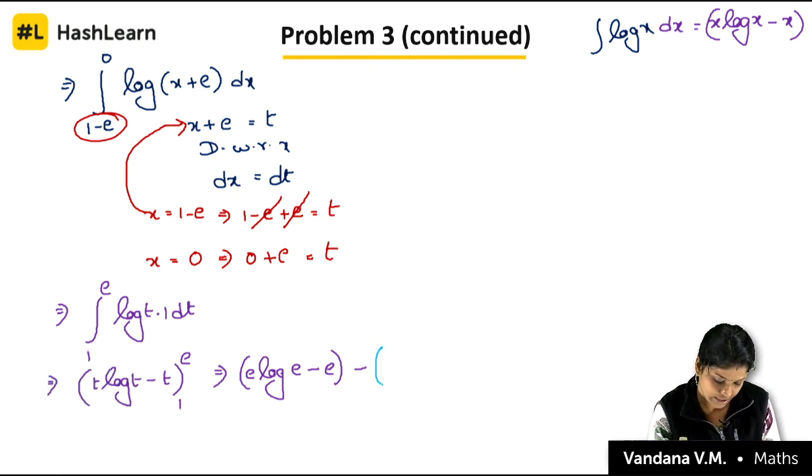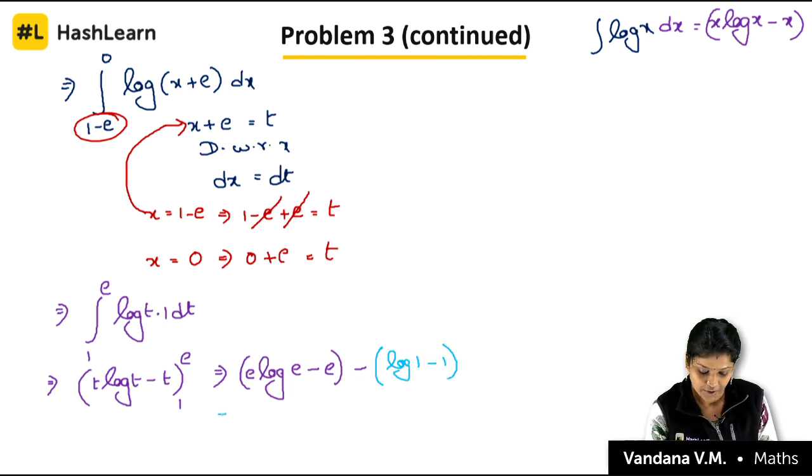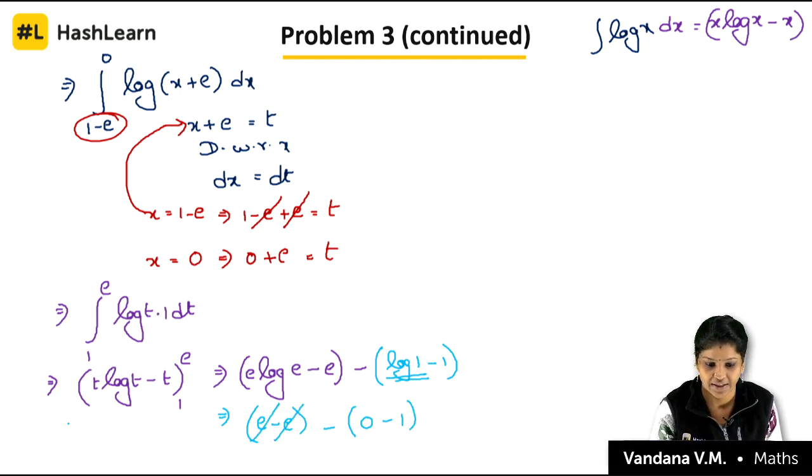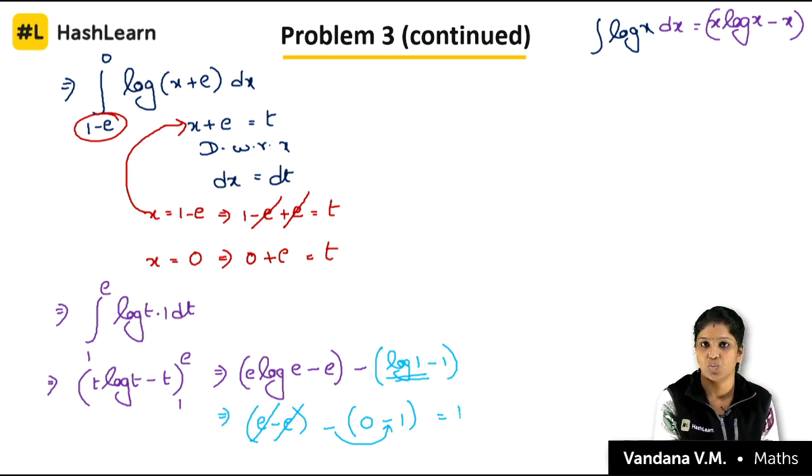The lower limit is 1, no? So 1 into log 1 minus 1. Now substitute. Log e value is 1. We know that, right? So e minus e minus log 1 is 0. 0 minus 1 plus e minus e will get cancelled. That is the minus of minus 1, that is plus 1. Clear, right? Yes. Next question.